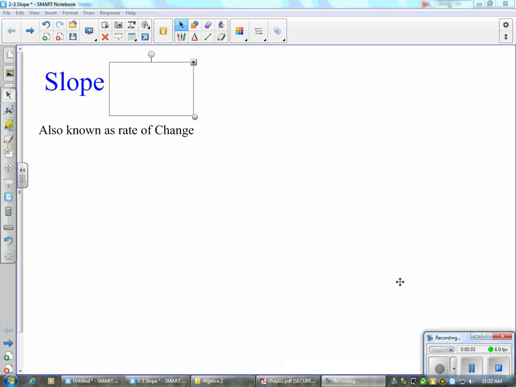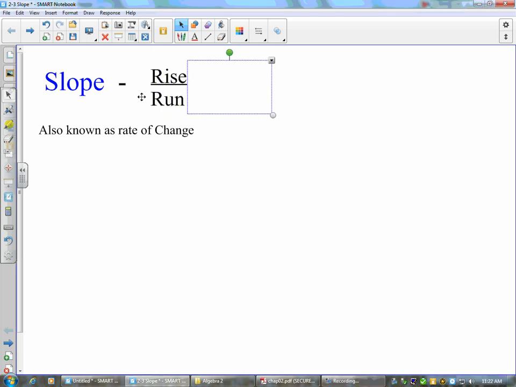Hello. Today we're going to talk about slope. Now slope can also be known as rate of change. But basically, slope is rise over run. So it's a ratio between how much the line goes up compared to how much it goes over.